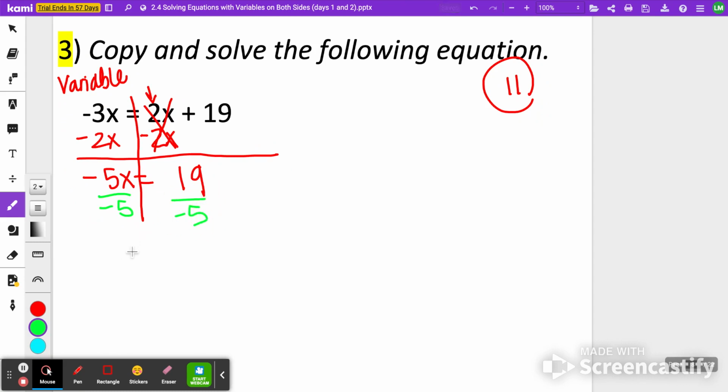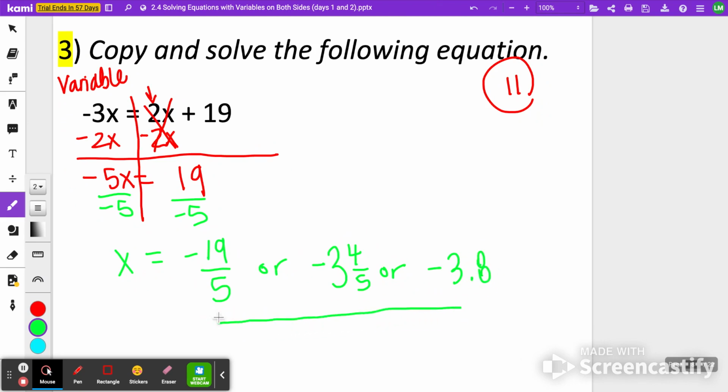This is where we're going to get a decimal or a mixed number. Because this is an improper fraction, you can keep it like this, negative 19 over 5. Or if you change it into a mixed number, 5 can go into 19 3 times with 4 left over. Or some of you prefer decimals, you got negative 3.8. Any one of those 3 options would work for number 3.